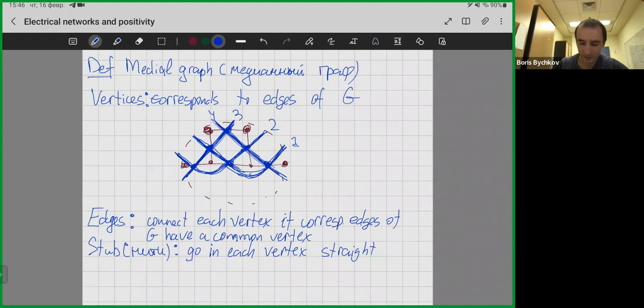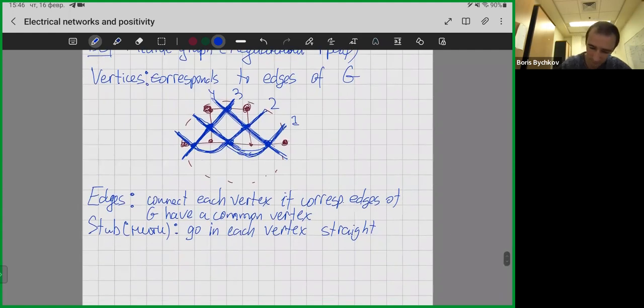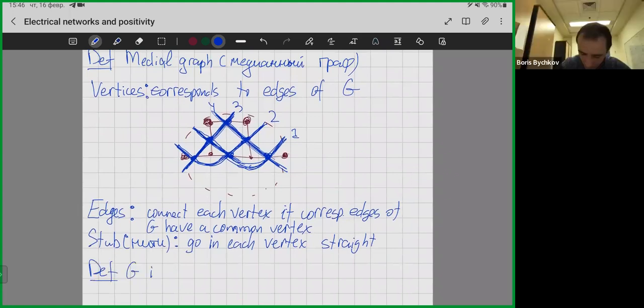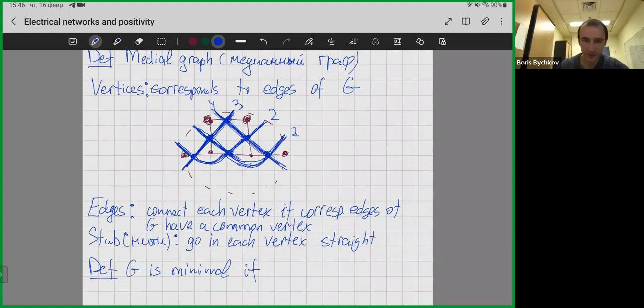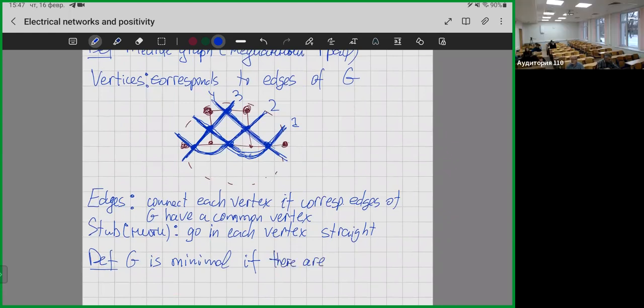And the network is called minimal if, so G is minimal if this medial graph, if these stubs of the medial graph, satisfy 3 conditions. If there are, each vertex straight.